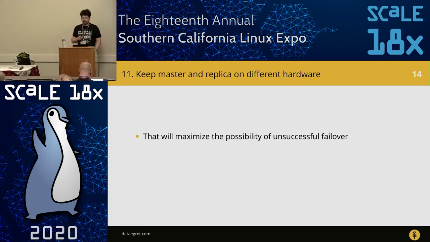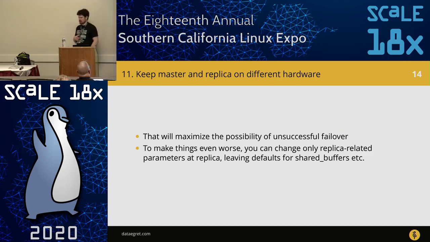Keep master and replica on different hardware. Because, you know, we like high availability. High availability is our goal when we are talking about master and replica. That will maximize the possibility that something goes wrong with your failover. Because if they are on different hardware, you had this workload on your primary, you fell back to a replica, and it's like 10 times less powerful. What happens? Again, success. So let's do that.